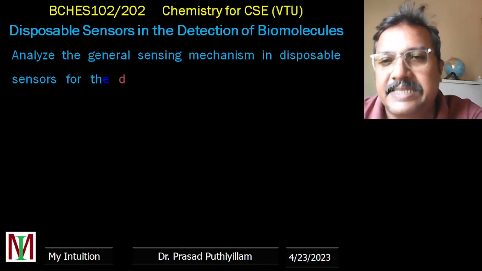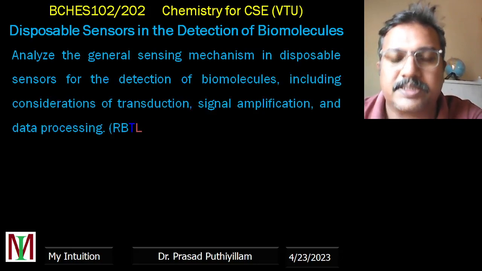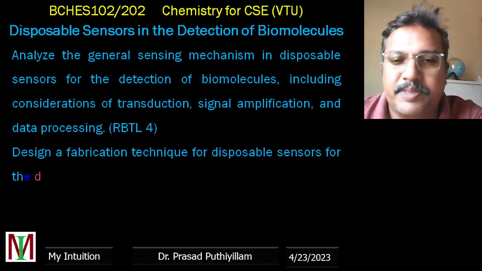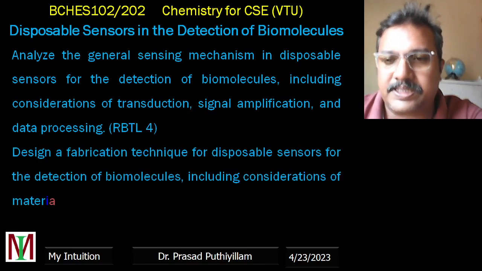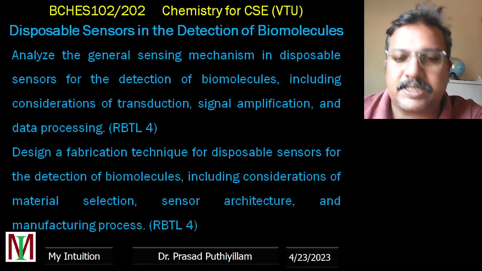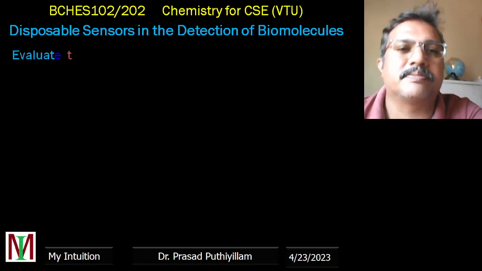Analyze the general sensing mechanism in disposable sensor for the detection of biomolecules, including consideration of transduction, signal amplification, and data processing. Level 4 question. Design a fabrication technique for a disposable sensor for the detection of biomolecules, including considerations of material selection, sensor architecture, manufacturing process. Another level 4 question.